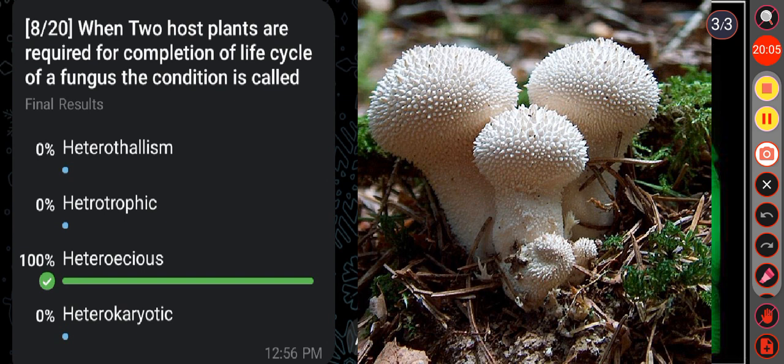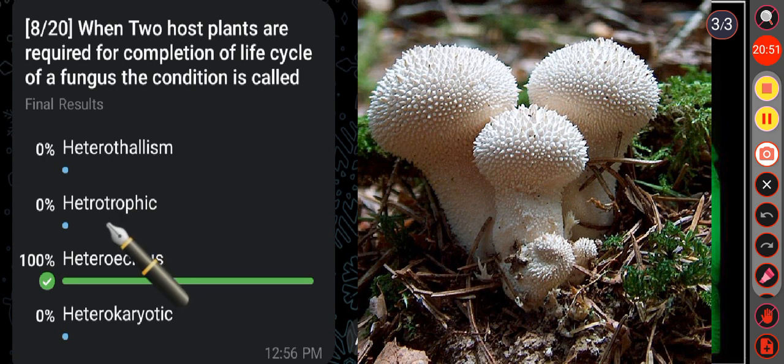For example, Puccinia graminis causes stem rust or black rust disease, right? And it is a heteroecious pathogen. Okay. And in this fungus, the primary host is typically wheat plant while the alternate host is barberry plant. Okay, so heteroecious means the fungus requires two different hosts to complete its life cycle. Then see the other option, that is heterothallism. Heterothallism is a reproductive condition in fungi where two different mating types are required to produce the sexual spores, right?